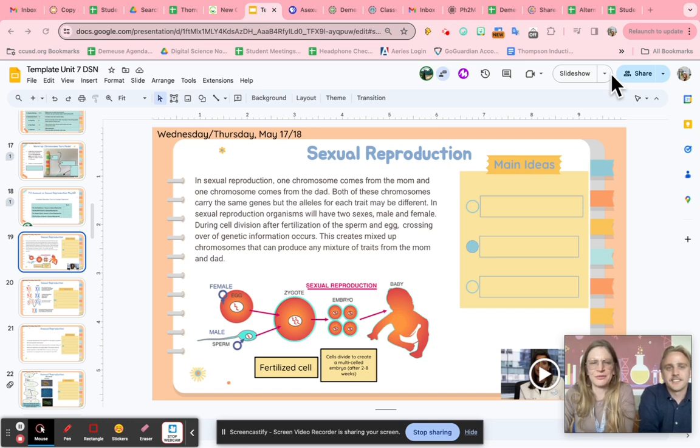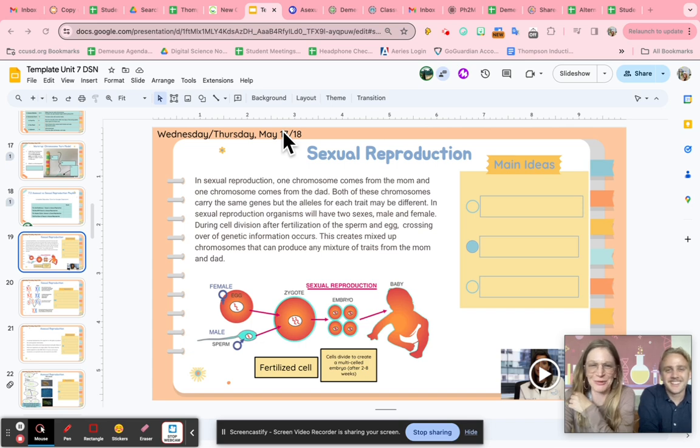All right, so we learned about sexual reproduction when you put together the chromosome pairs, one from the egg cell and one from the sperm cell. Today we're going to compare it to asexual reproduction. As mentioned, in sexual reproduction, one chromosome comes from the mom and one comes from the dad. Both of these chromosomes carry the same genes, but the alleles for each trait, what's an allele? We'll get to it later.